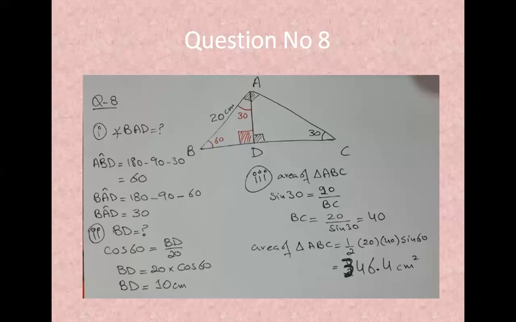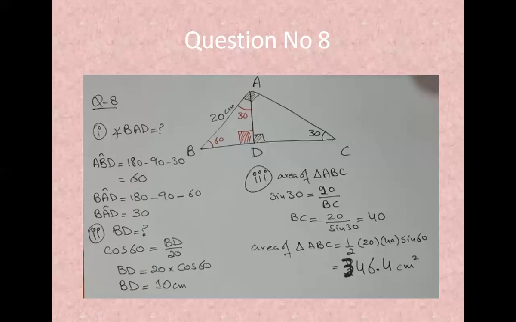Then the third part is they want you to find out the area of the triangle ABC. They want you to find out the area of this big triangle ABC. So first of all, apply sine 30 equals to, I'm using this sine 30. So this will be your perpendicular and that will be your hypotenuse BC. So sine 30 will be equals to 20 divided by BC, which means perpendicular by hypotenuse. So the BC will be equals to 20 divided by sine 30 equals to, and that will be 40. So I know the BC side.